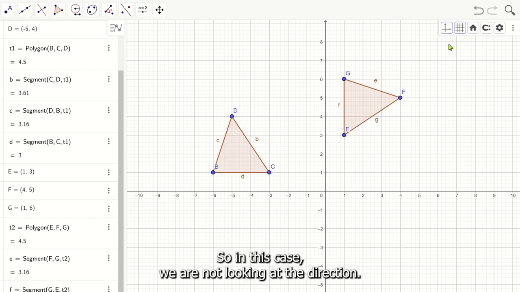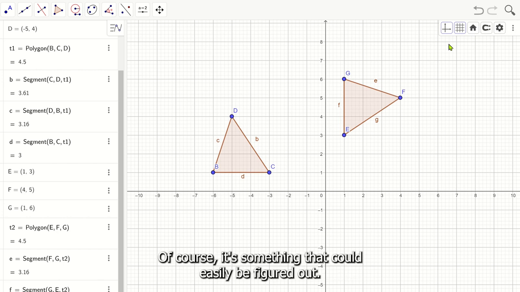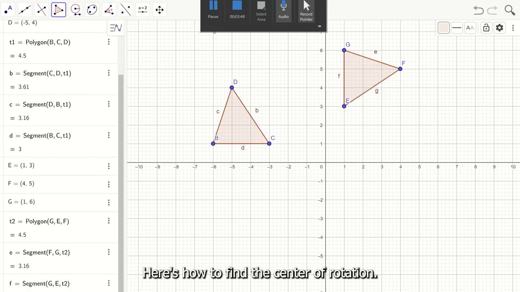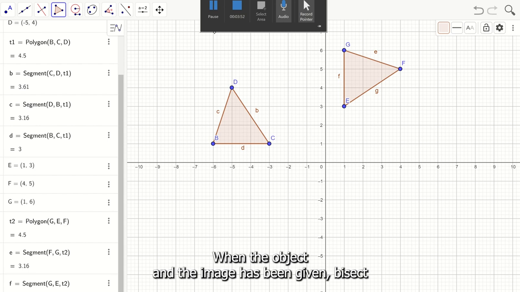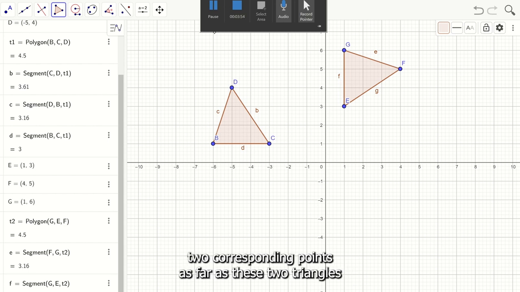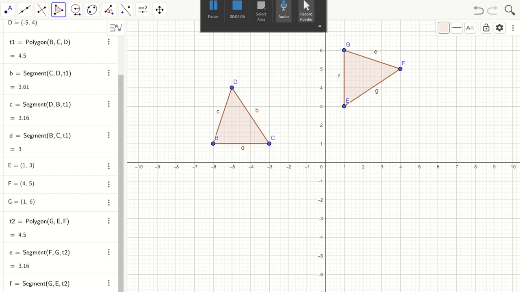Okay, so in this case, we are not looking at the direction. Of course, it's something that could easily be figured out. Here's how to find the center of rotation when the object and the image has been given. Bisect two corresponding points. As far as these two triangles are concerned, points C and E are corresponding, which means point C, after rotation about the center, is what gave point E.